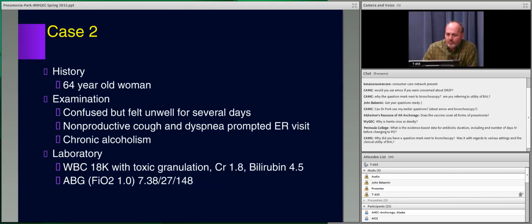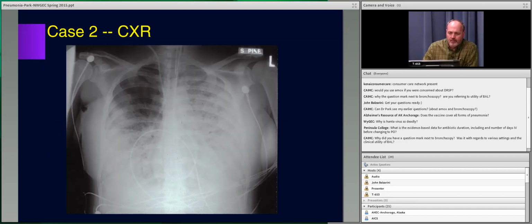So, a 64-year-old woman, confused, unwell for several days. So that's your pneumonia. She has a non-productive cough, dyspnea, and came to the ER. Oh, she's got chronic alcoholism. Her white blood count's 18,000. Creatinine's elevated, BUN's, bilirubin is elevated, and her blood gas is concerning. Metabolic acidosis and hypoxemia. All right.